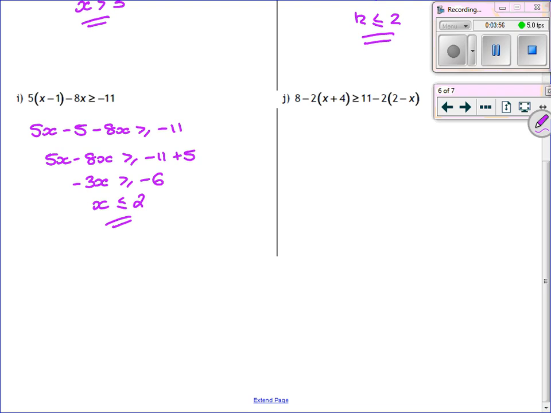And the last example in this section here. We have 8 minus 2 bracket x plus 4 is greater than 11 minus 2 bracket 2 minus x. So nothing for it but just to work through and expand and simplify. So we have 8 minus 2x minus 8 is greater than or equal to 11 minus 4 plus 2x.